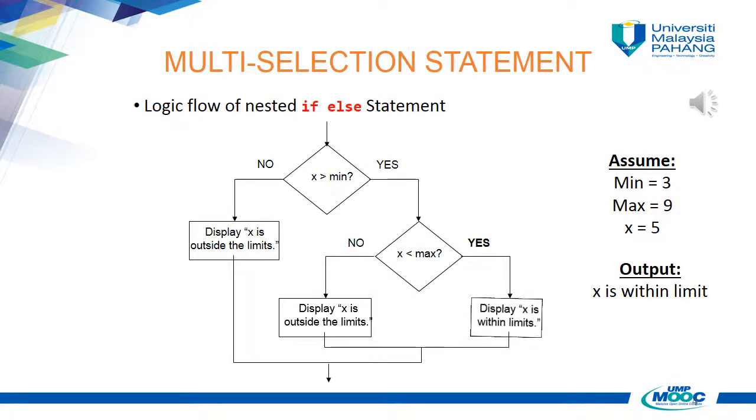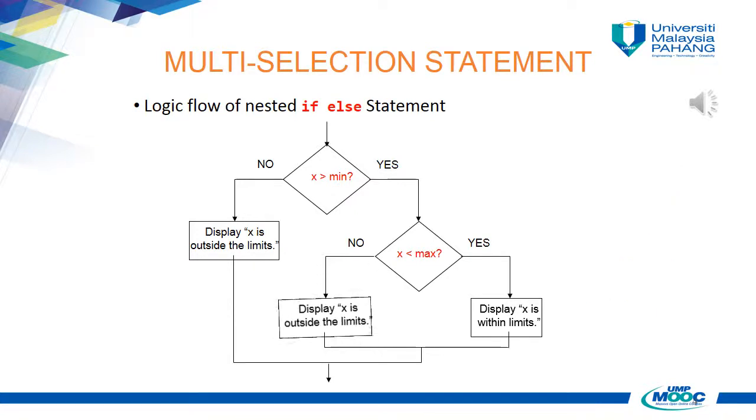Now let's consider x equal to 11, with minimum and maximum limits of 3 and 9 respectively. In condition 1, is 11 greater than min? Yes, resulting in the condition being true. In condition 2, is 11 less than max? No, hence the program will display x is outside the limit.